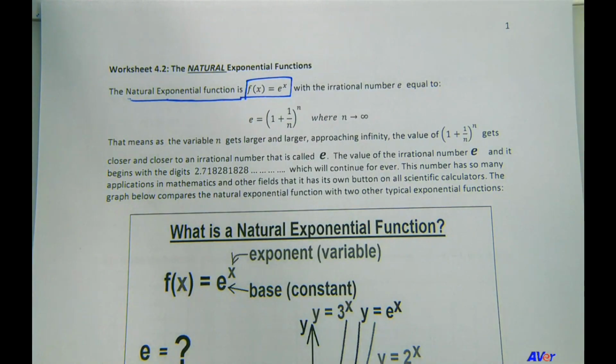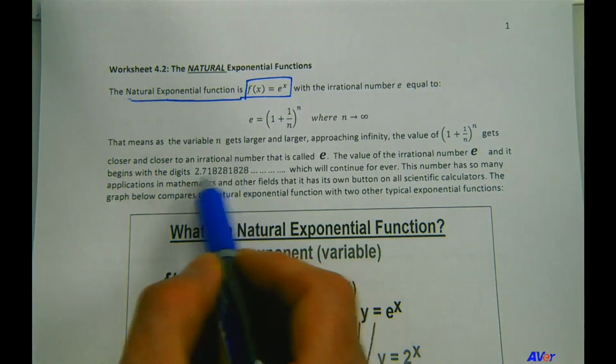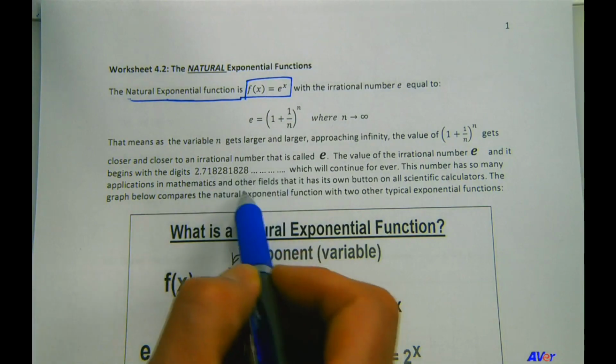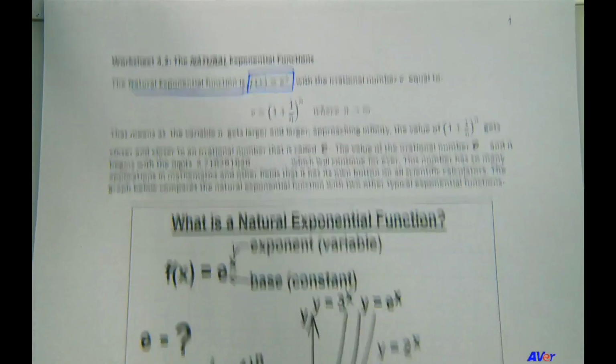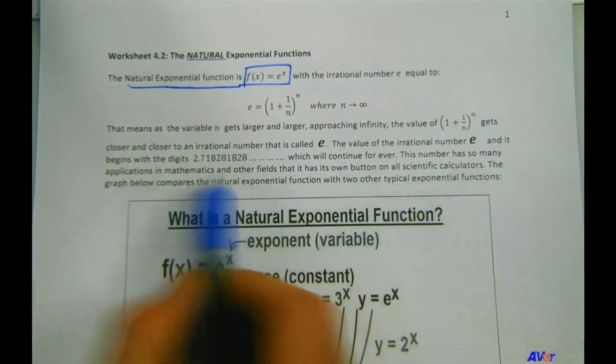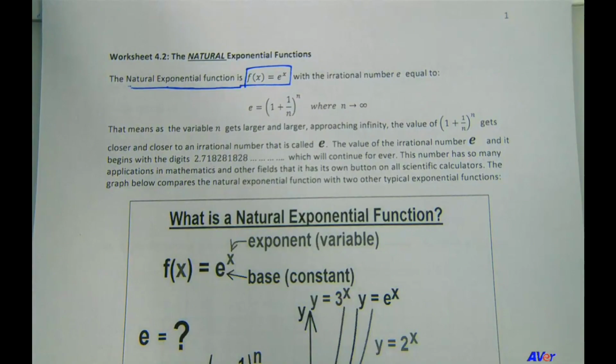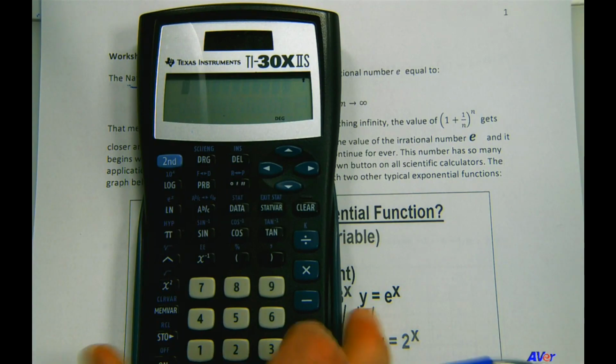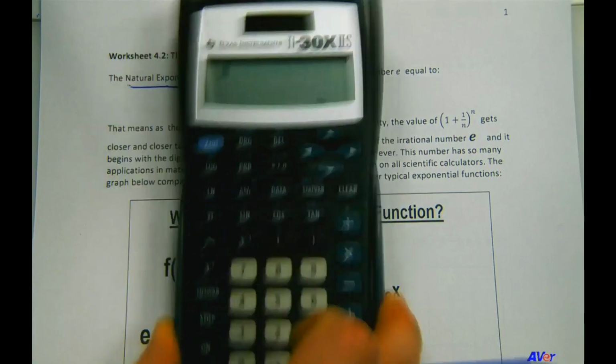The decimal values continue forever. But the first few digits of e can be summarized as this, 2.718281828, and so on. This number has so many applications in mathematics that it has its own button on a scientific calculator. I presume because it has applications in business as well, I assume even in business calculators it has its own button.